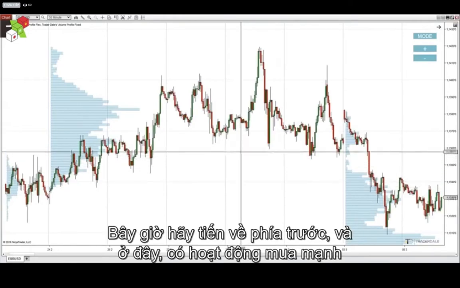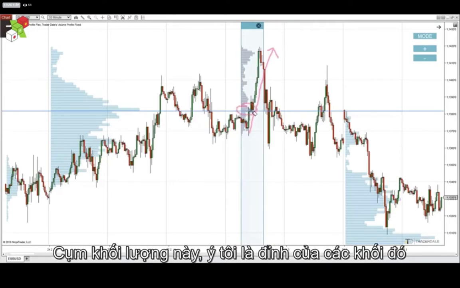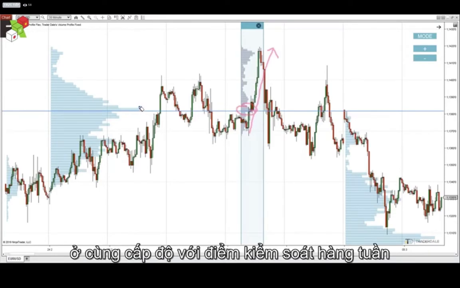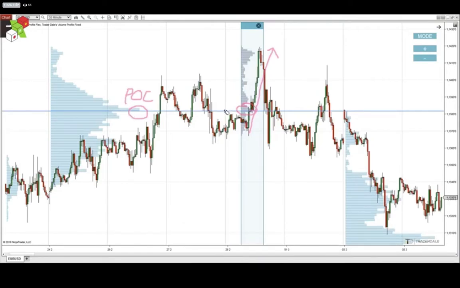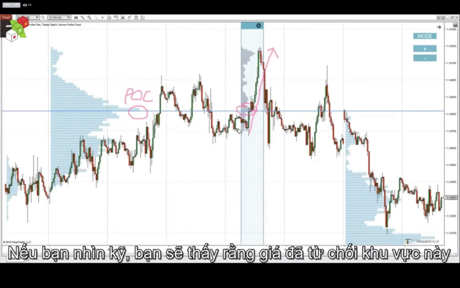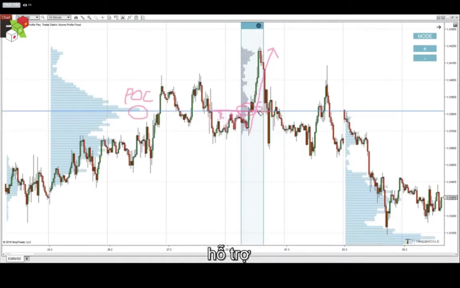Now let's move forward. In here, there is strong buying activity. And you've probably noticed that those volumes, this volume cluster, I mean the peak of those volumes, is at the same level as the weekly point of control. This is the weekly point of control, meaning that the heaviest volumes throughout the whole week got accumulated in here. Also, if you look closely, you will see that price was rejecting this area in the past. So this was strong resistance zone, and when the price went past it, it became a support.